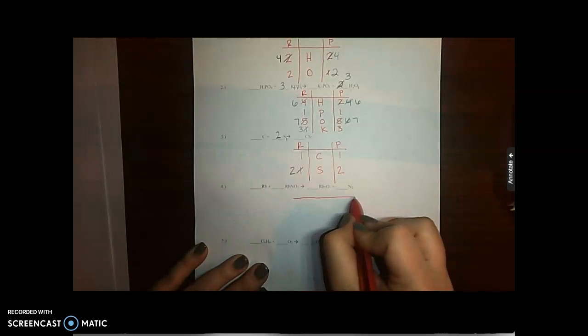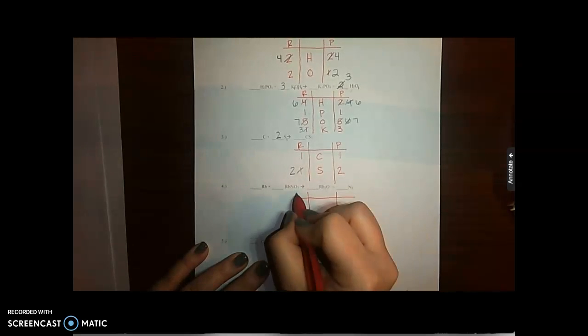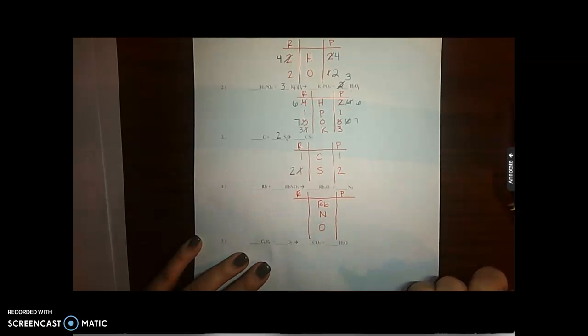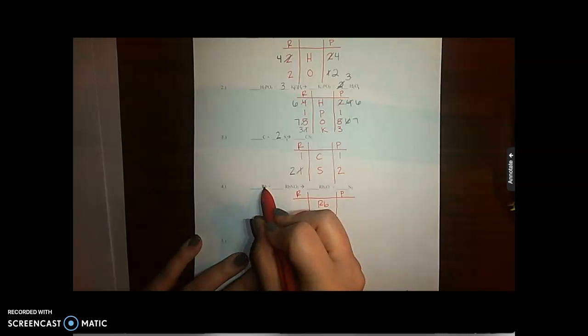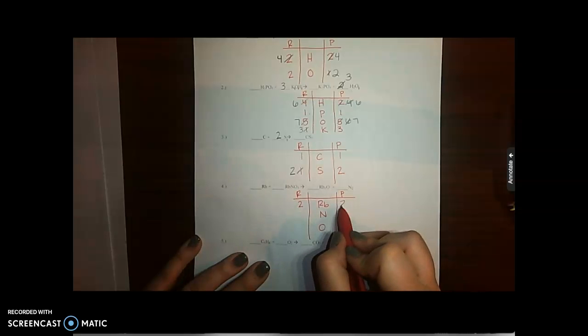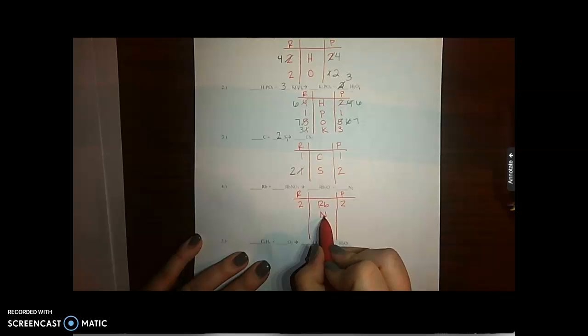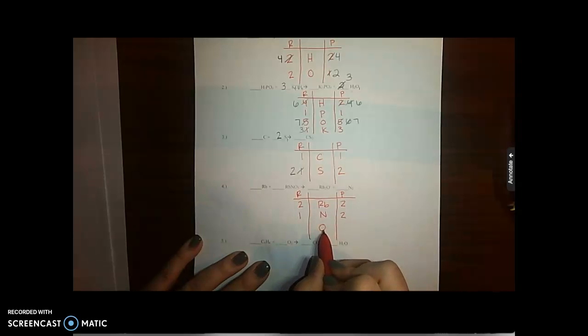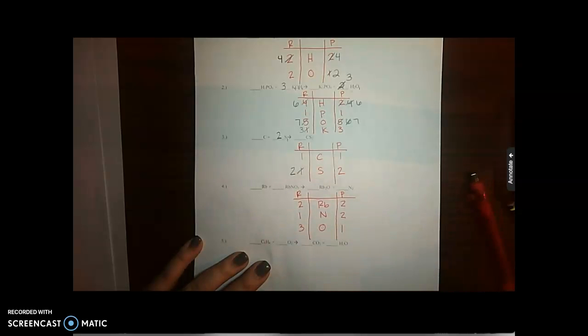All right, moving on to number 4. So this one is difficult, but we're going to do it together. So I have Rb, I have N, and I have O. On my reactant side, I have 1 Rb here and 1 Rb here, so it gives me 2 Rb on my reactant. On my product side, I have 2 Rb here. For my nitrogens, I have 1 N on my reactant side and 2 N's on my product side. On my oxygens, I have 3 oxygens on my reactant side, and I have 1 oxygen on my product side. So my Rbs are balanced, my nitrogens are not.